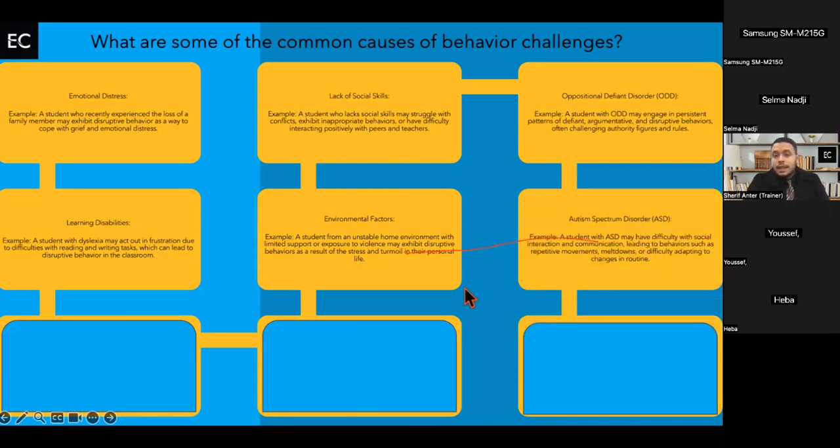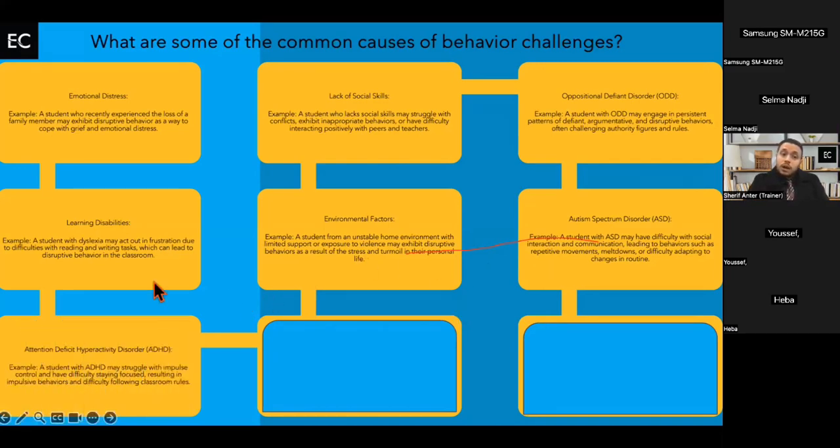The next one is, again, a very common one, autism, ASD. That's when the students cannot really get out of any routine, and it's very hard for them to break routines. Also, another common cause is attention deficit hyperactive disorder, ADHD. And you mentioned that in the chat box: students who cannot focus on one task, they cannot really pay attention for a long time. So they have a very short attention span.